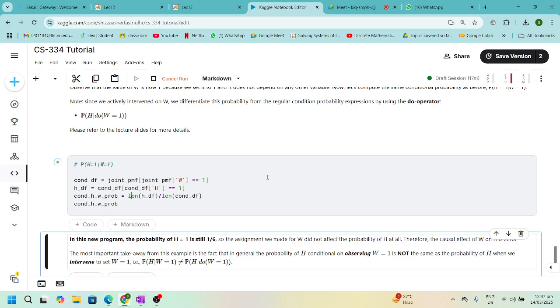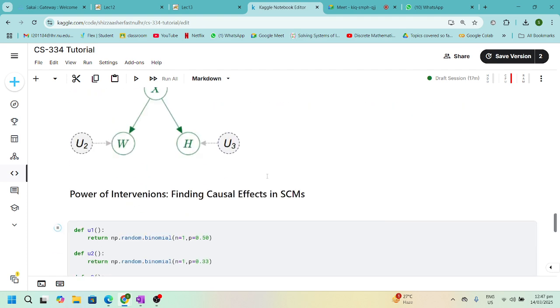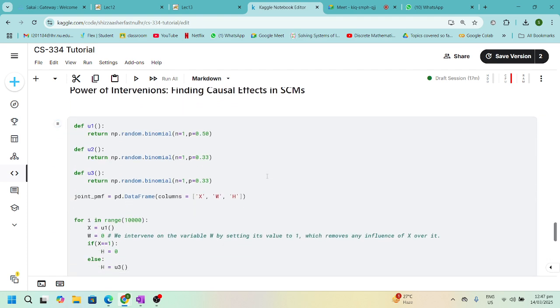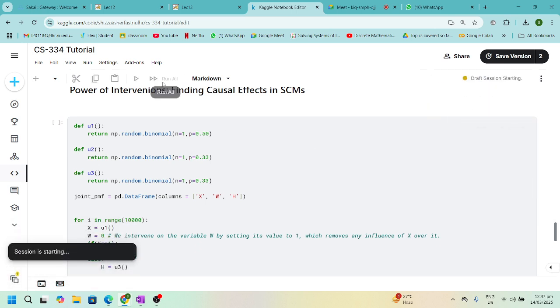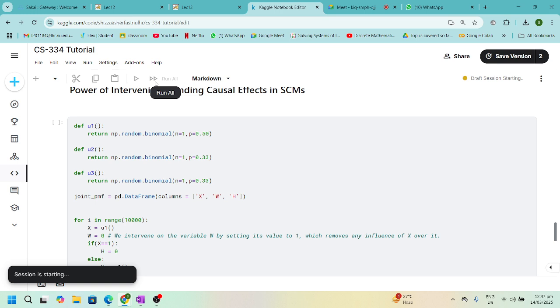So let's give it a few seconds. Hopefully it should run fast. Okay, for the sake of saving time, I'm quickly gonna run it again.